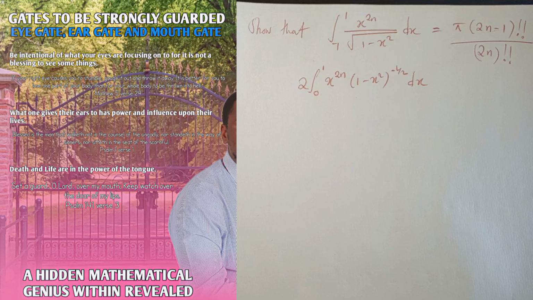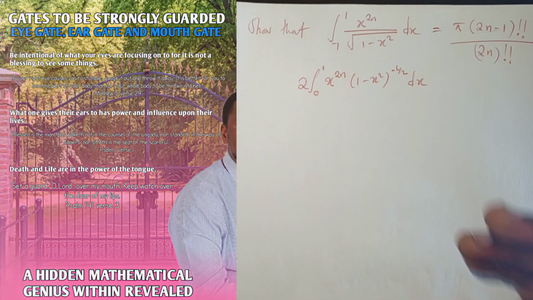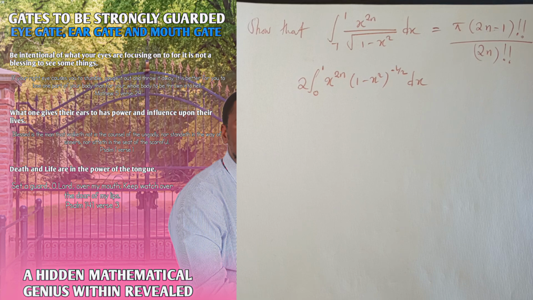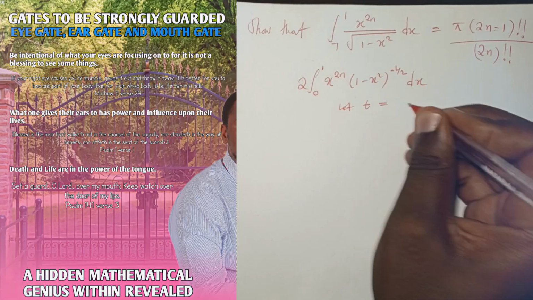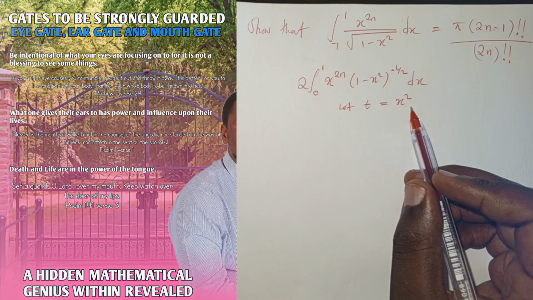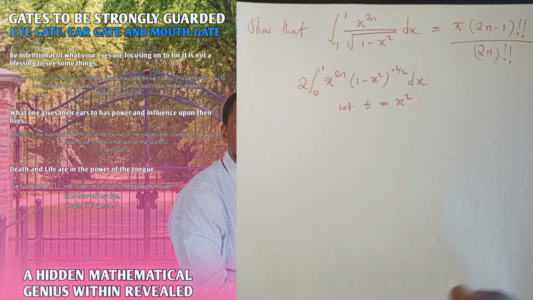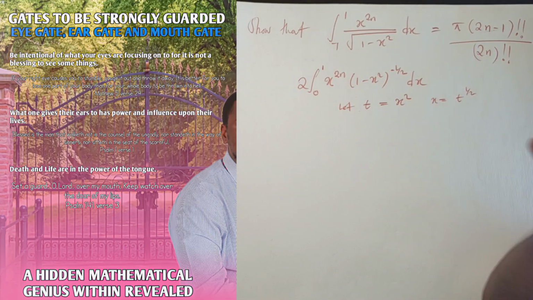Okay, then the other thing is that for this to be a beta function, we need to have a single variable here. So we need to let x squared be a variable. Okay, so we say t is equal to x squared. Then to make x the subject, just a matter of square rooting both sides. So you get x is equal to t to the power 1 over 2.